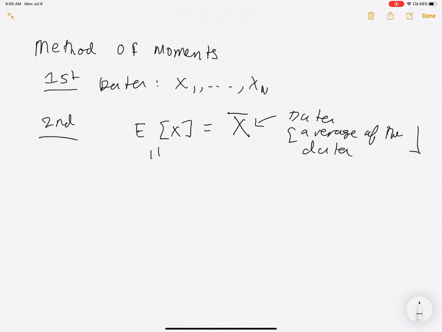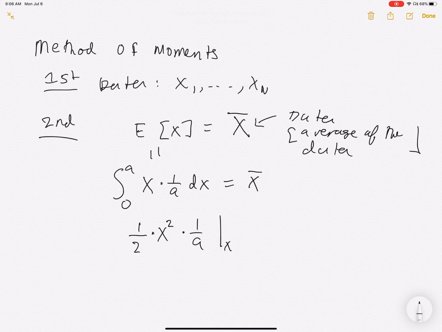And E of x, since we have a density function, is just calculated by the integral from 0 to a of x times f of x, and f of x is going to be 1 over a, dx. That's equal to x bar. Okay, so if we anti-differentiate this, this is going to be 1/2 times x squared times 1 over a, evaluated at x equals 0 and x equals a.